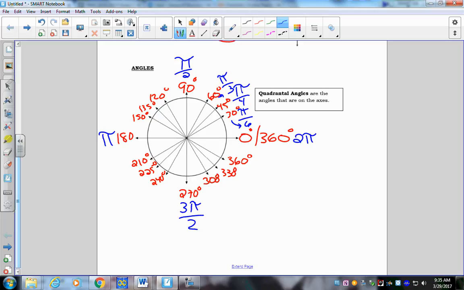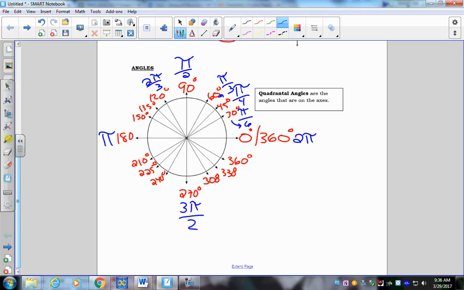From there, I can fill everything else in using my reference angles. Okay, you don't have to. Once again, you can convert, but let's use the reference angles. 120, the reference angle is 60. All right, well, how many times does 60 go into 120? 2. So it's 2 times pi over 3, 2 pi over 3.